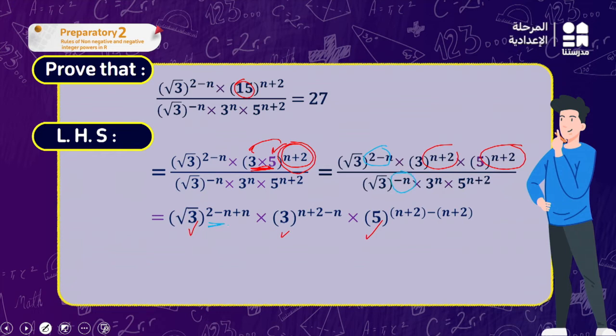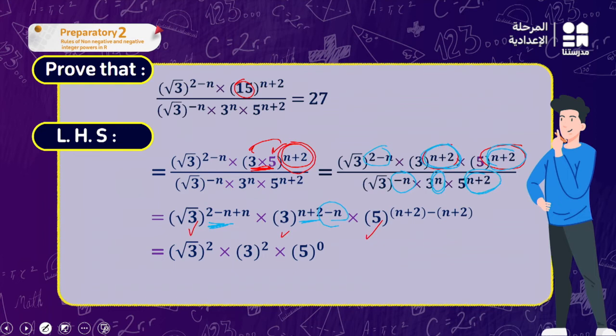So 2 minus n, negative n, becomes plus n. 3 all to the power n plus 2, and I find under it 3 to the power n only. So 2 plus n minus n, right? Because we divide. Here 5 to the power n plus 2 minus n plus 2, n plus 2 on top and n plus 2 here in the denominator. Yes, so the result will be root 3 all to the power 2.